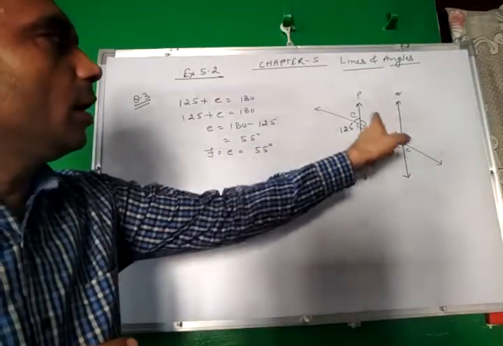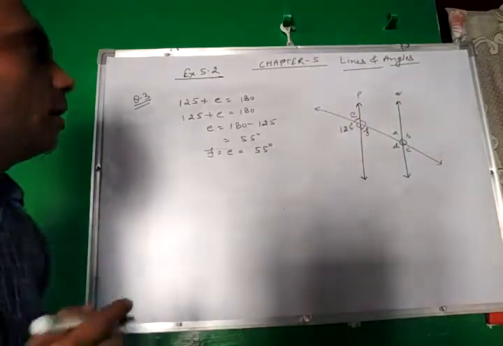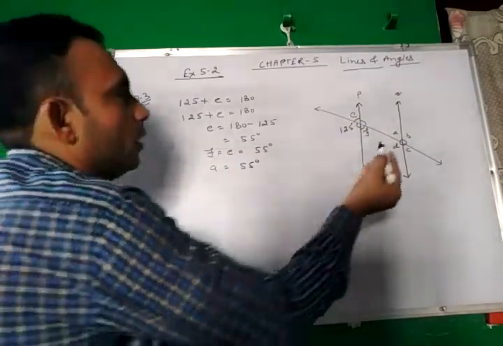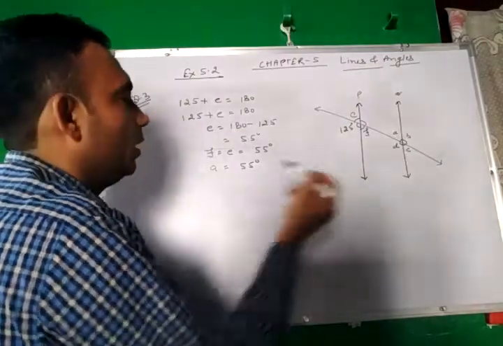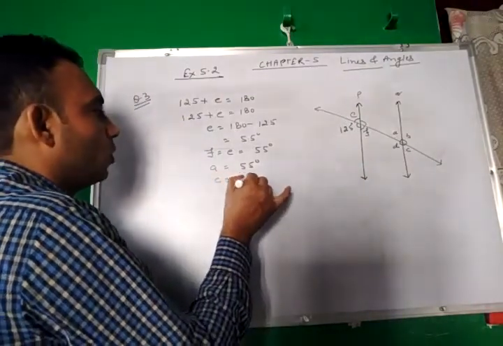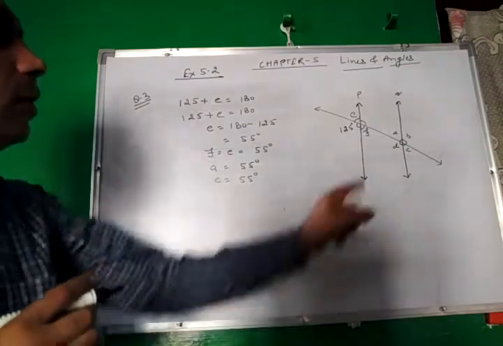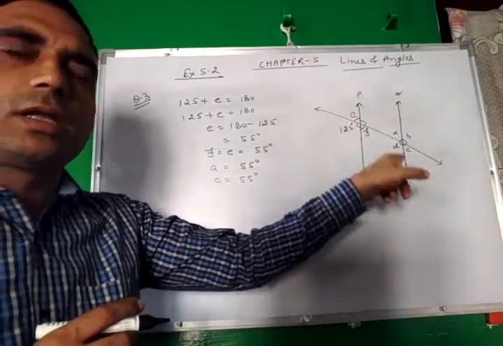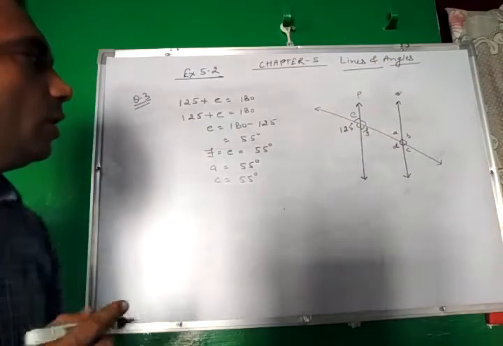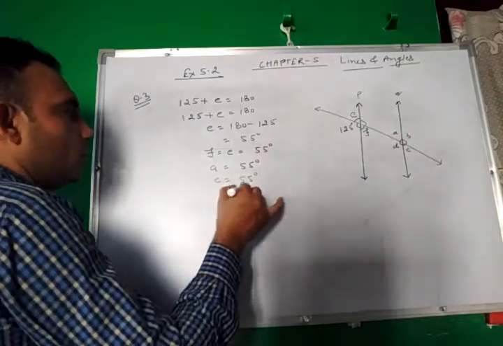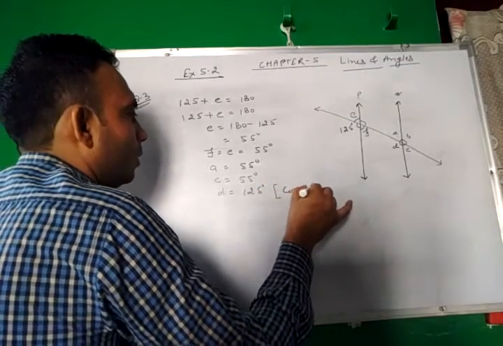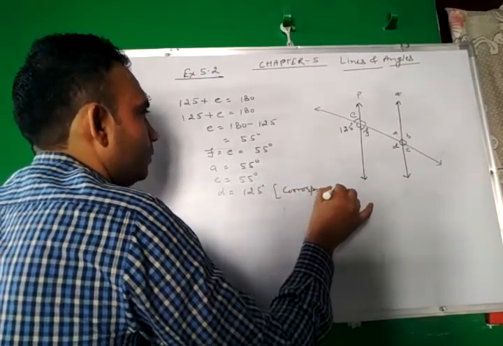Now A and E are corresponding angles, so A is equal to 55 degrees. A and C are vertically opposite angles, so C is equal to 55 degrees. Now D and 125 are corresponding angles. This is D, this is 125. So D is equal to 125 degrees by the property of corresponding angles.